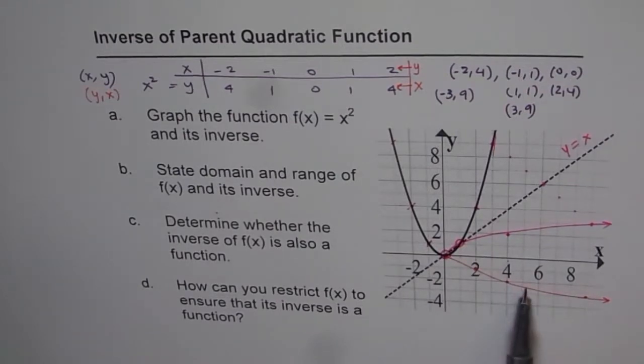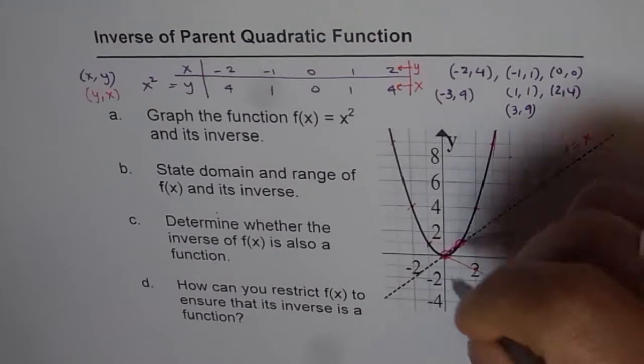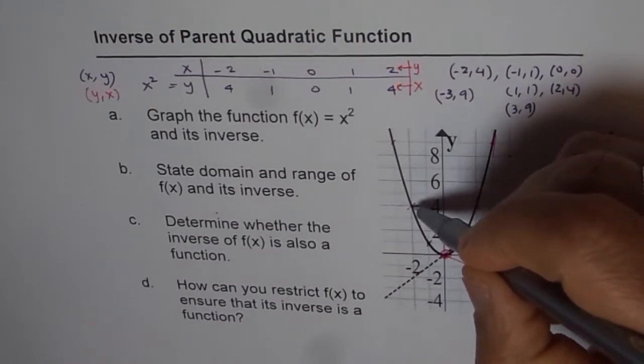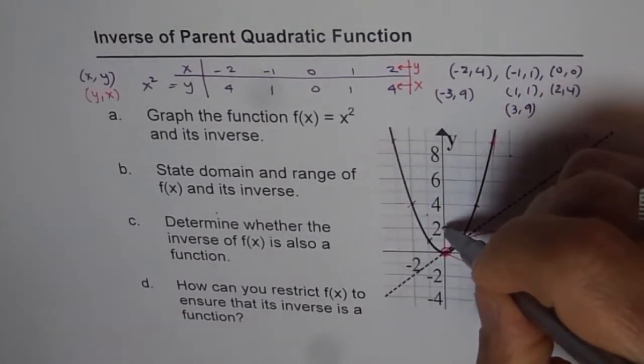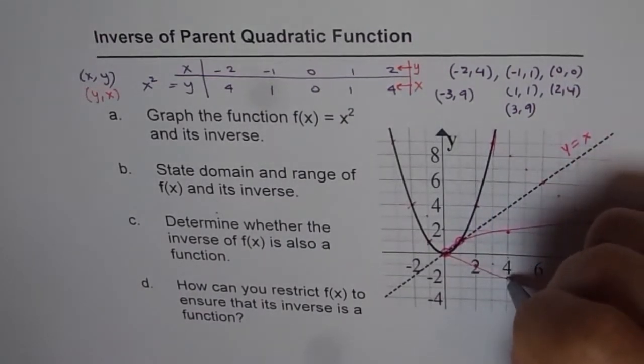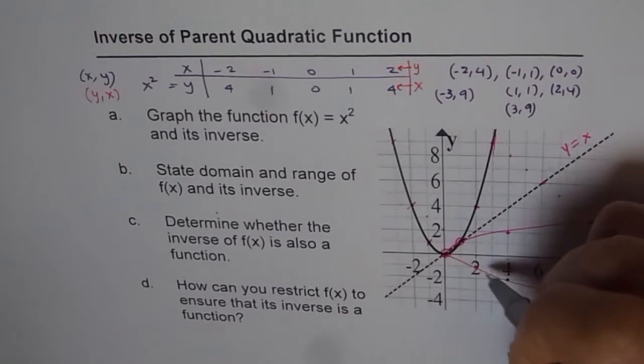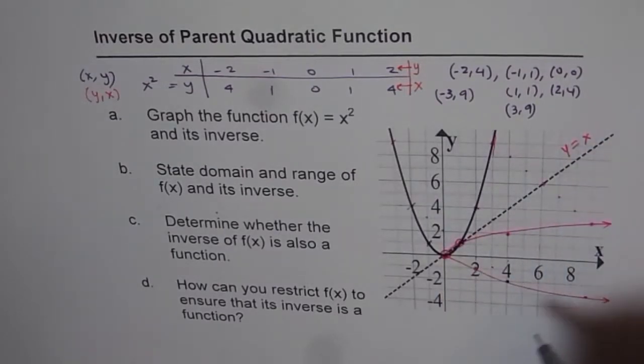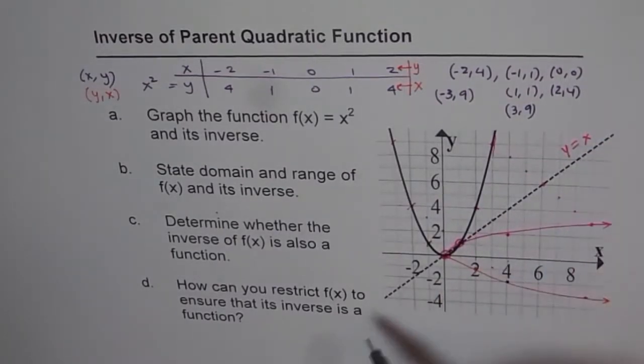Now we could have got the other half also by the same technique of reflection. Let's check it out, right? So let me show you how it matches. Let's start with this point. So we go 1, 2, 3 units. So 1, 2, 3 units, you get the point. Do you see that? So that is how we can reflect each point and get the inverse by reflecting the graph over y equals x.